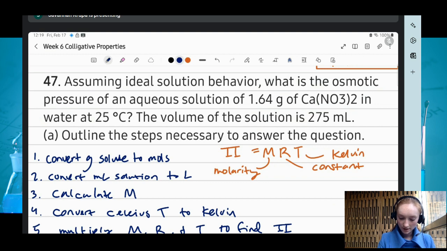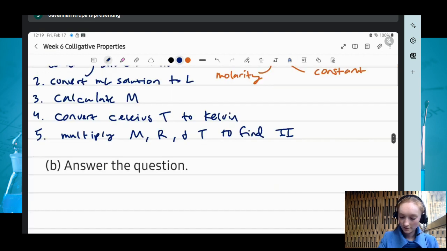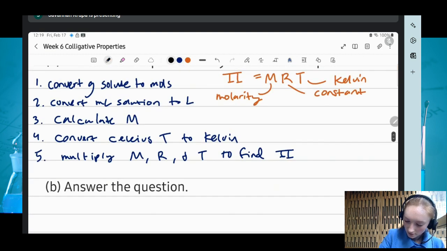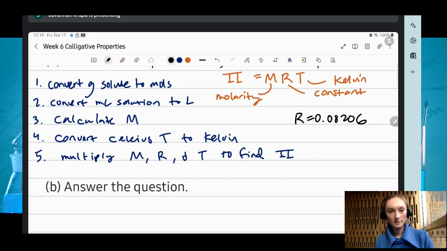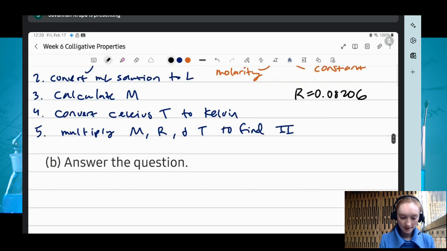So just to start out with, I'm going to write down that the R value is equal to 0.08206, and this is in pressure units of atmospheres, so using this R value will give us the pressure unit of atmospheres once we find the osmotic pressure. So now let's answer the question.